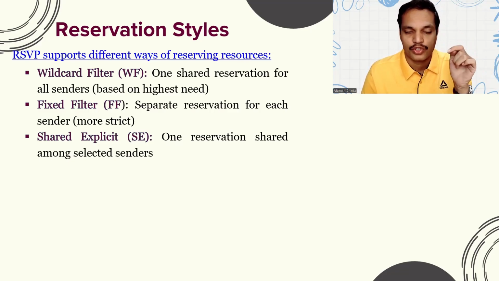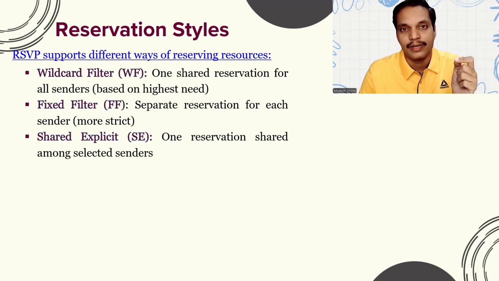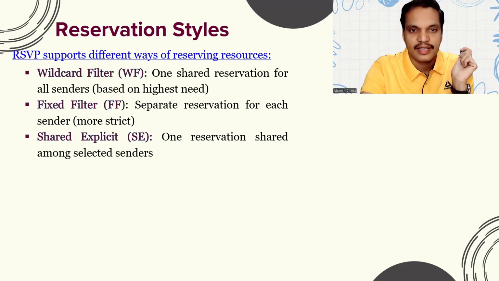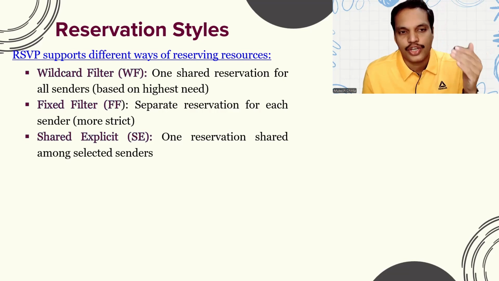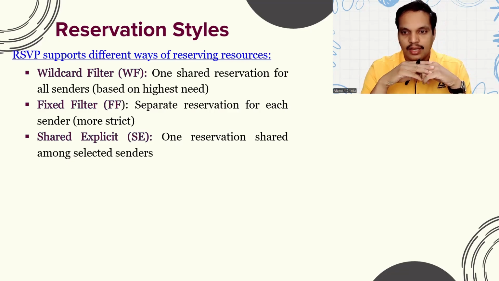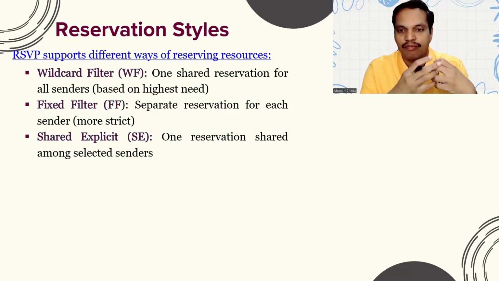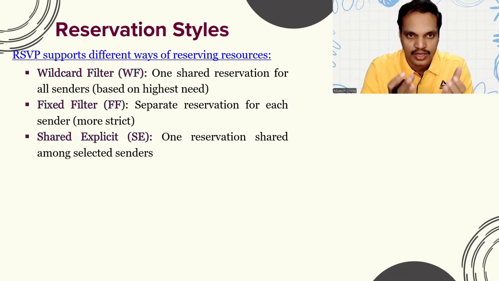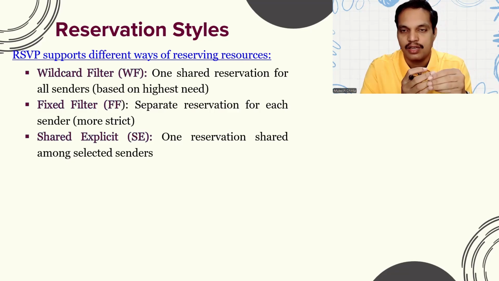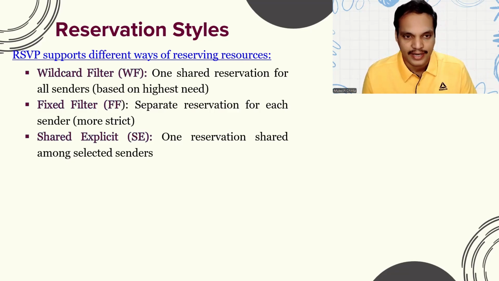The second option is called a fixed filter, FF. It is used when there are multiple senders which may transmit. That is the reason we have a separate reservation for each sender, a more strict one. The third one is shared explicit, where one reservation is shared among selected senders. It is used when a selected group of senders share the resources. So these are the three reservation styles which are supported by integrated services.